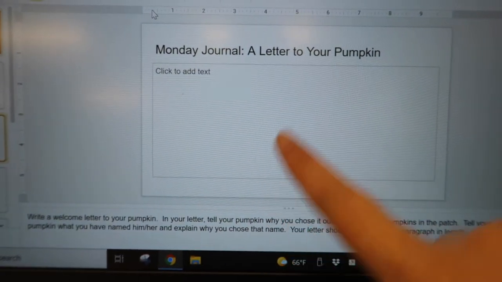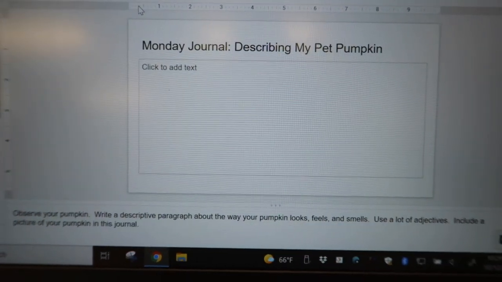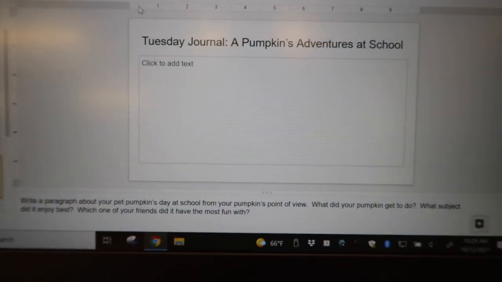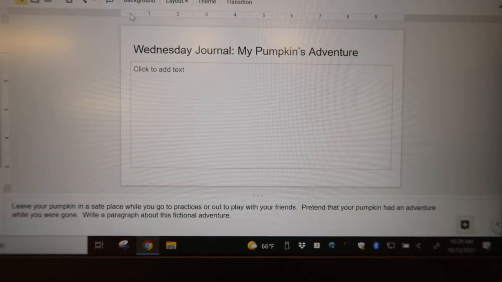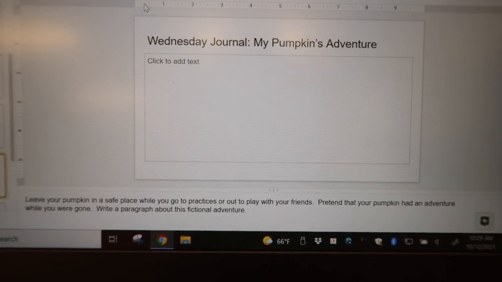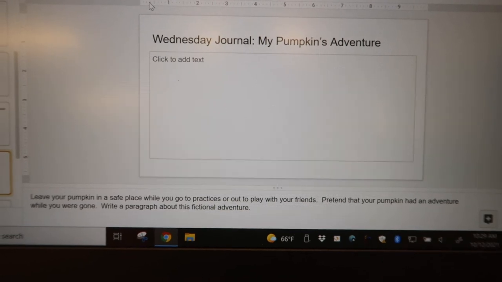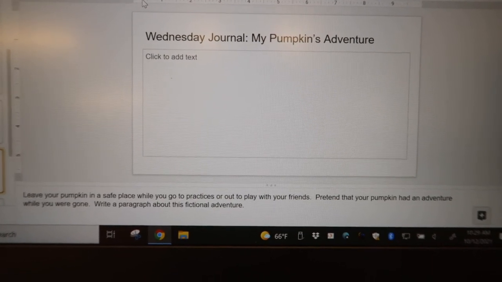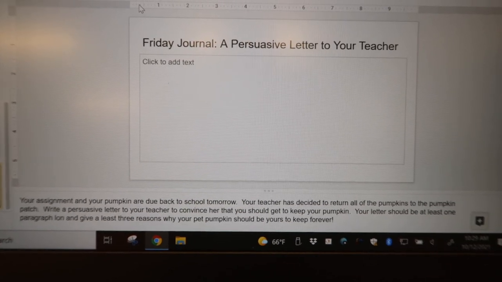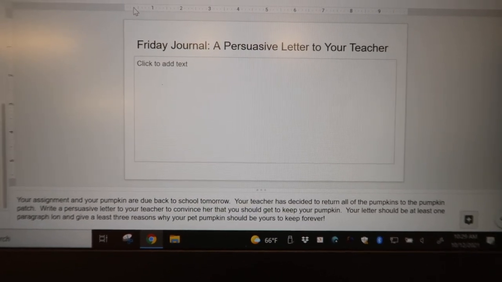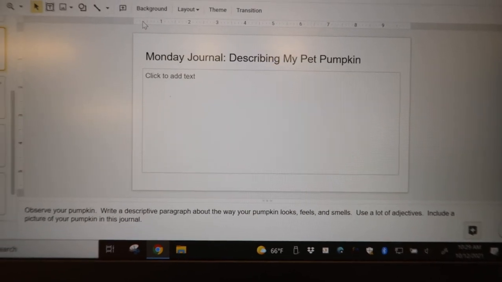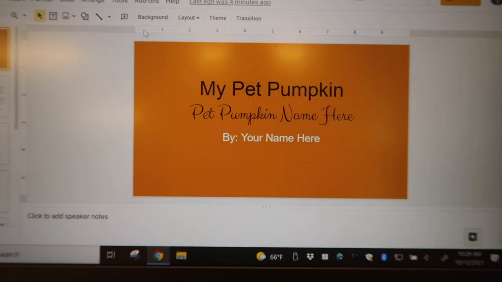So they'll write a letter to their pumpkin of why they chose their pumpkin. Then they're going to describe their pumpkin. Then they write about their pumpkin's adventures at school. And then this is where they pretend their pumpkin had an adventure while they were gone, so probably while we're at Related Arts or recess. And then a secret identity. And then finally, they have to write a persuasive letter to their teacher to let them keep their pumpkin. So that's what they're going to work on all week during that week for writing time.